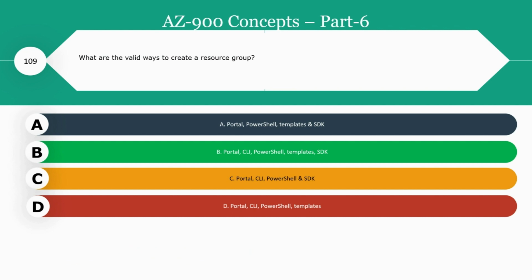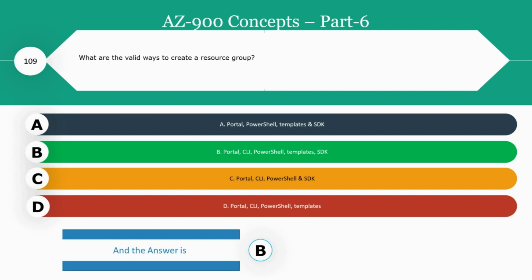What are the valid ways to create a resource group? Option A, you can use Portal, PowerShell, templates, and SDK or software development kit. Option B, Portal, CLI, PowerShell, templates, SDK. Here CLI means command line interface. Option C, Portal, command line interface, PowerShell, and SDK. Option D, Portal, CLI, PowerShell, and templates. The right answer for this question is option B.